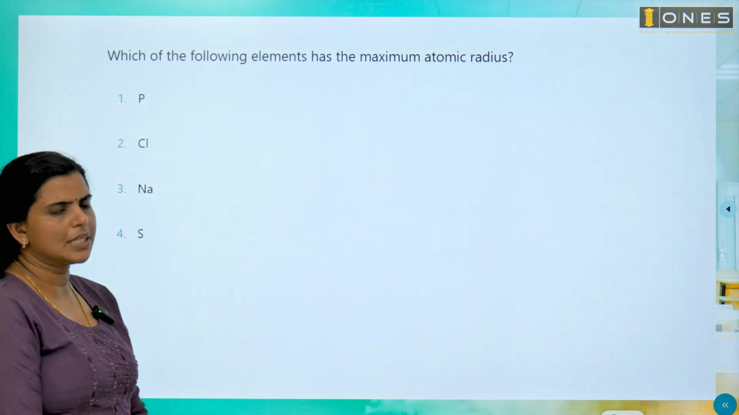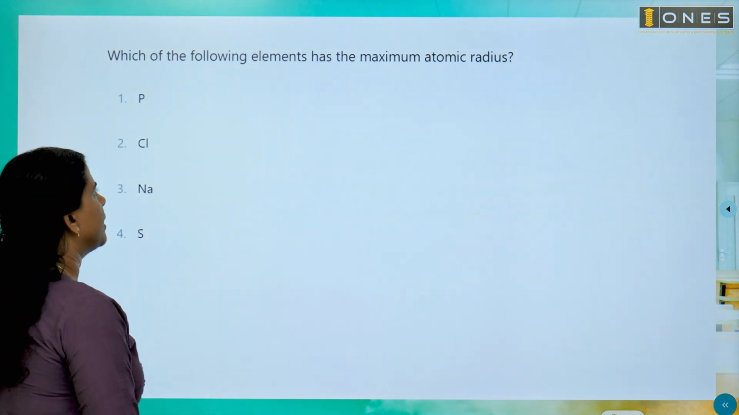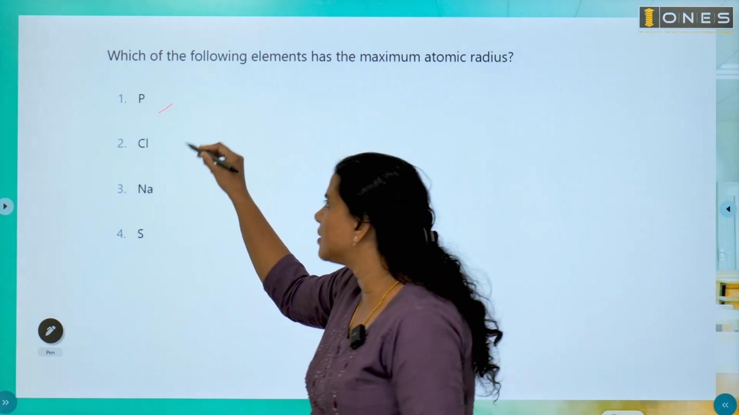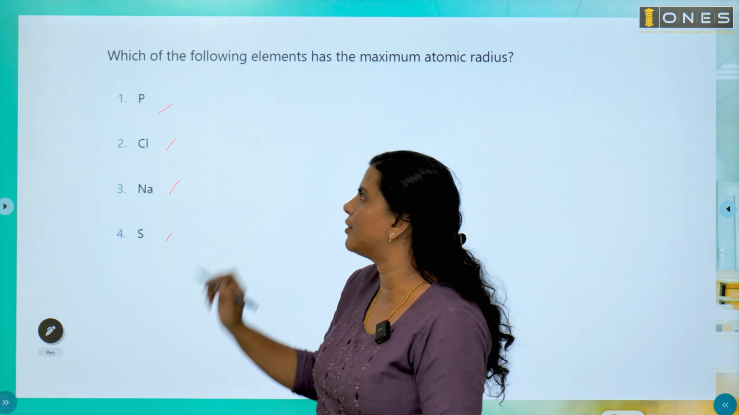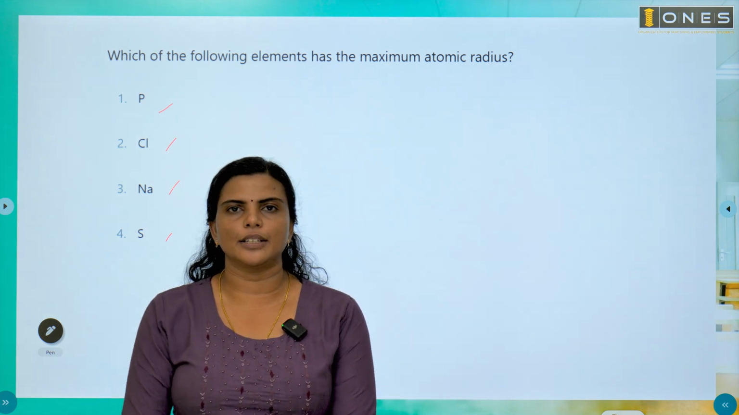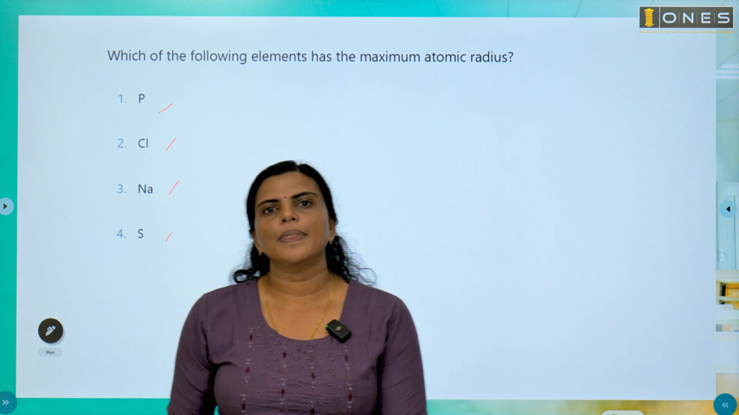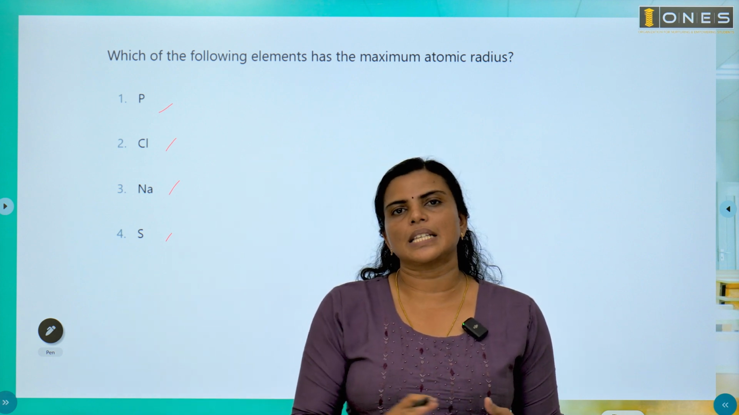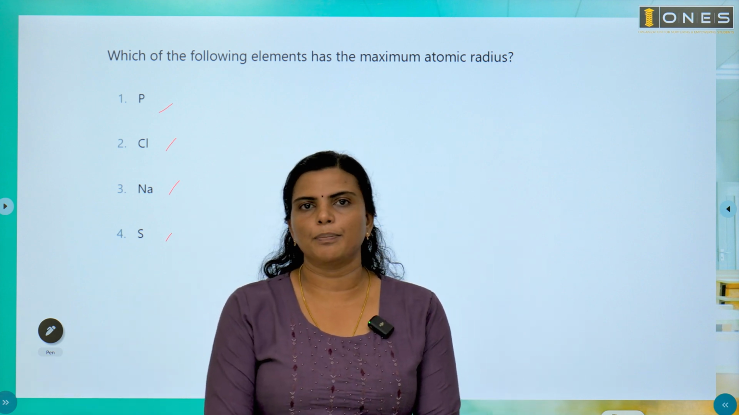Which of the following elements has the maximum atomic radius? The given options are phosphorus, chlorine, sodium, sulfur. Okay, we are asked which element has the maximum atomic radius. We know the atomic radius decreases as we go from left to right of the periodic table.